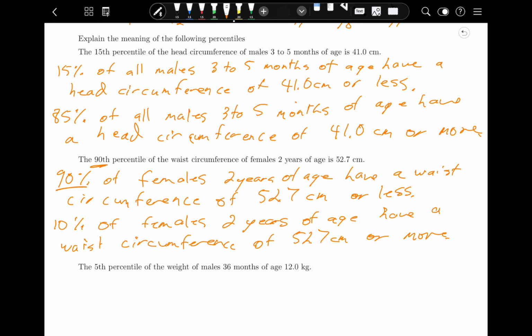So for us, all we really need to know for percentiles is not how to find them, but just how to understand what they mean. So that's all we're looking at here. So if you can understand those two, you've got all you need to know for percentiles in this class.